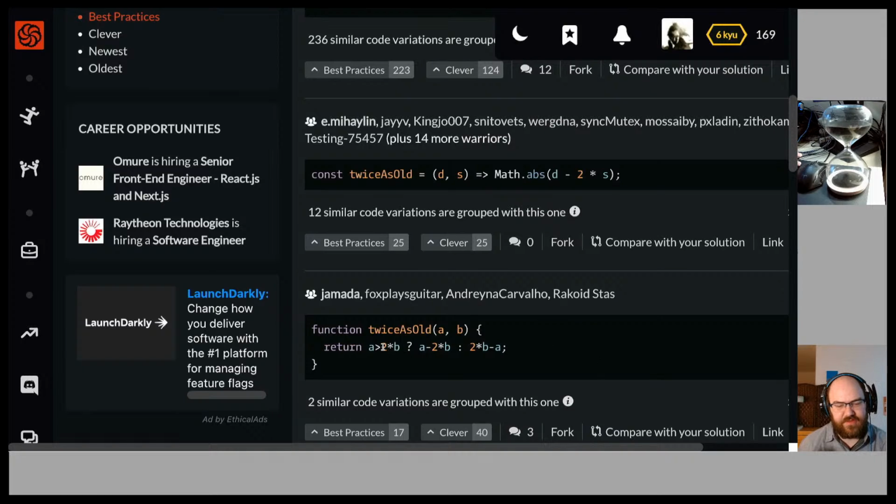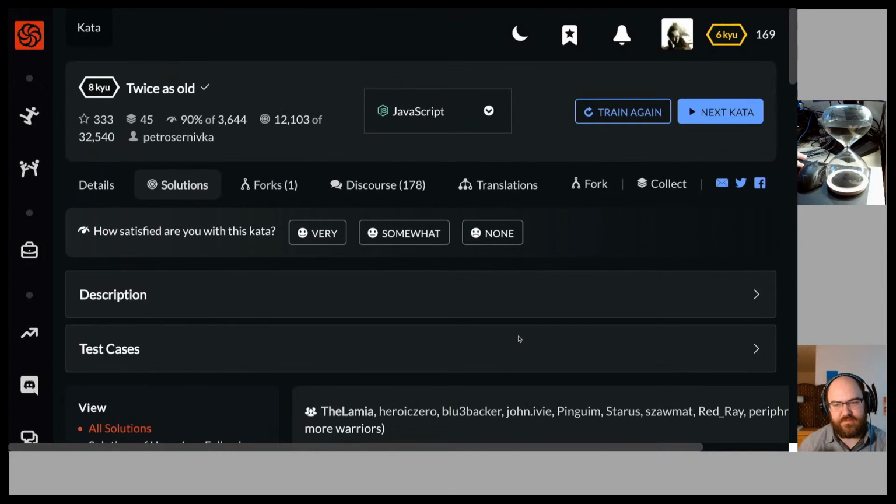And here, this is interesting. This shows you the conditional logic. So instead of putting that logic in the absolute value, notice that a minus 2b is the opposite of 2 times b minus a. And this conditional with the expression a greater than 2 times b decides which of these two to use. That is interesting. Okay, next kata.